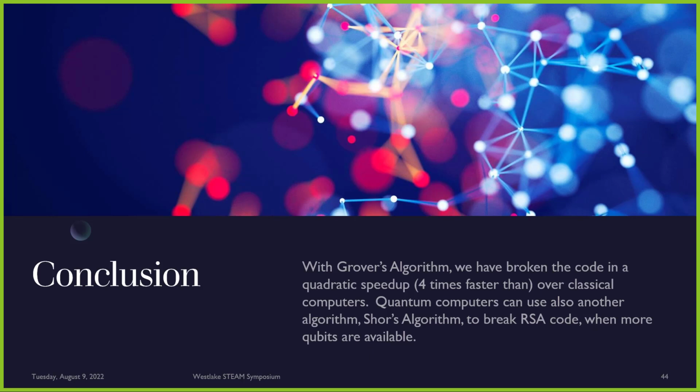In conclusion, with Grover's algorithm, we have broken the code with a quadratic speedup, 4 times faster than conventional classical computing. Grover's algorithm works when we know there is one outcome we want and all the others we don't want. Quantum computers can also use another algorithm, Shor's algorithm, to break all RSA codes, which are the ones used for banking and military cryptography. Shor's algorithm is used when we don't know the outcome we are looking for and must search every possibility.